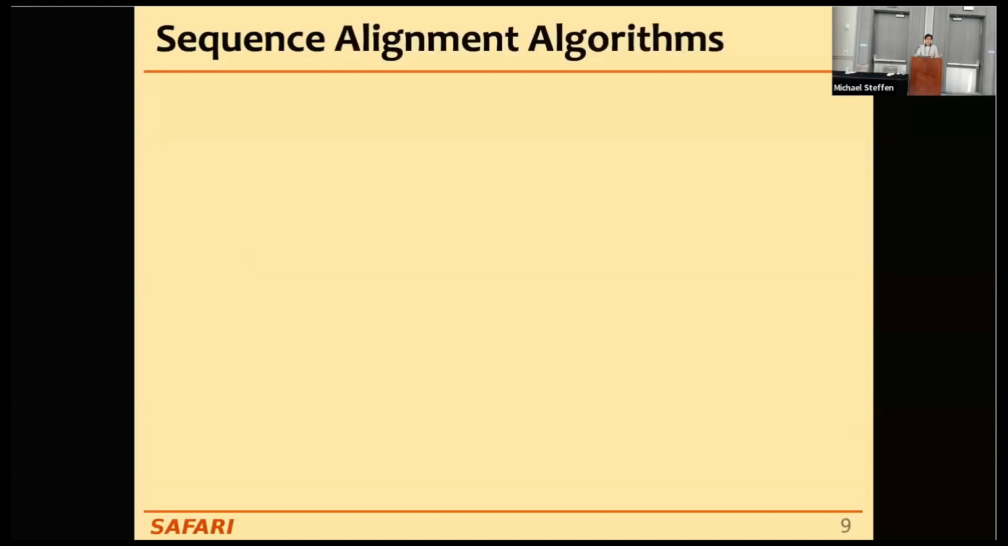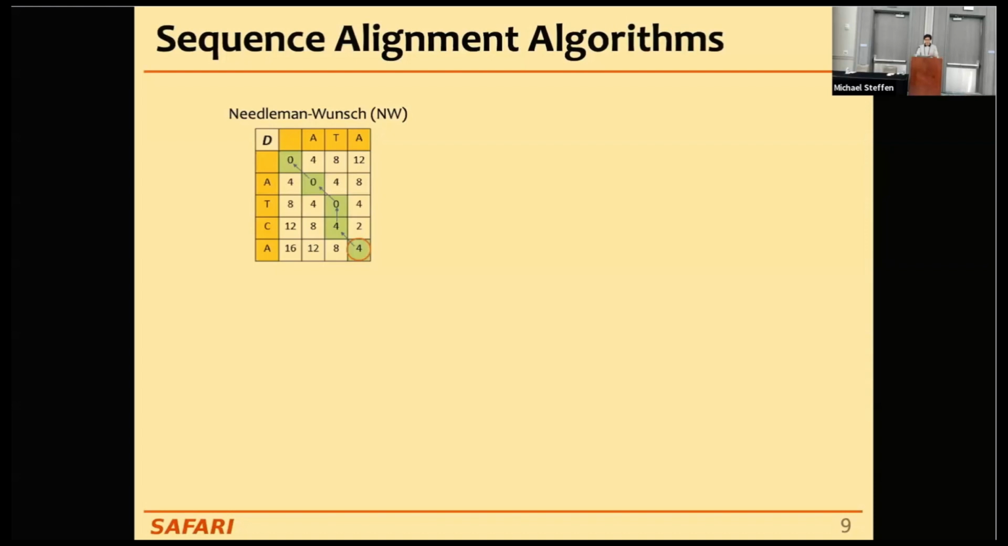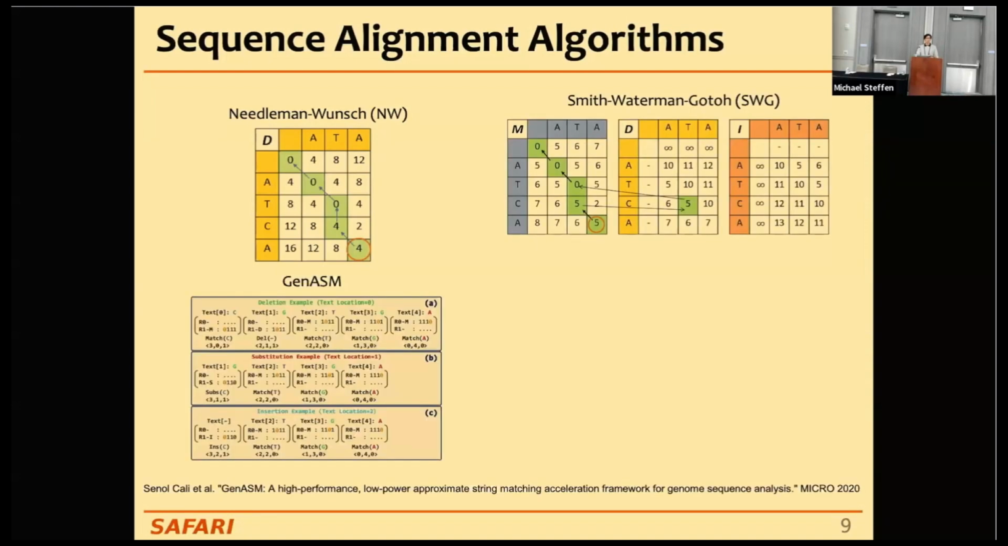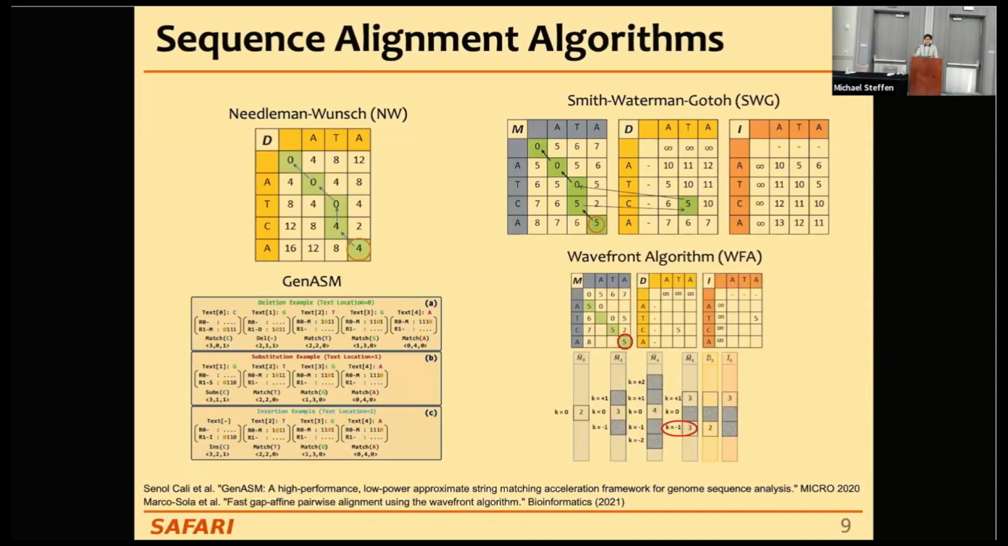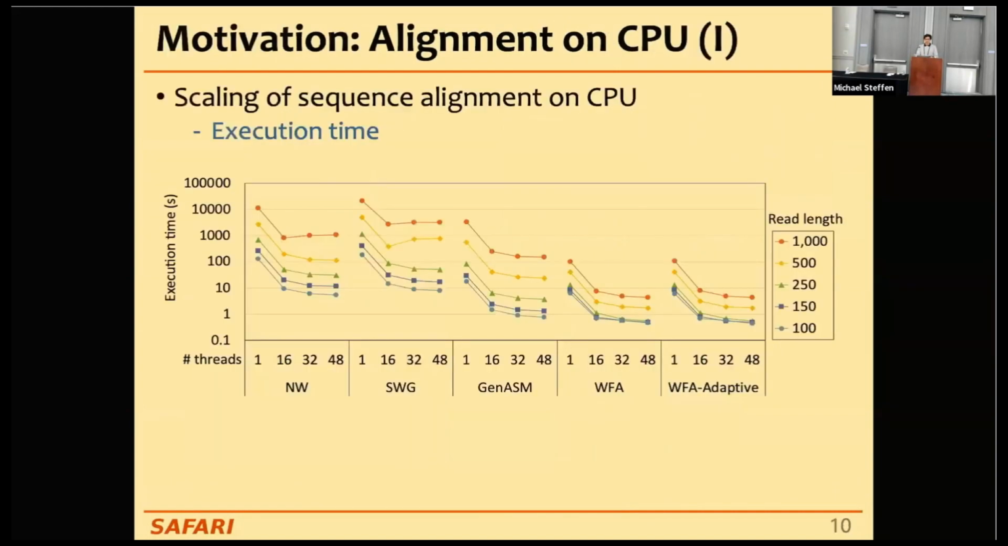Sequence alignment algorithms like Needleman-Wunsch, Smith-Waterman-Gotoh, GenASM, or the wavefront algorithm are used to align different sequences, might be text, might be something else. In the context of this workshop, they are reads and references, and I think there is no need from my side to introduce these algorithms here. But there is a need, I believe, to motivate why we might need PIM for these kinds of algorithms. And here you can see some motivation results, alignment on CPU.